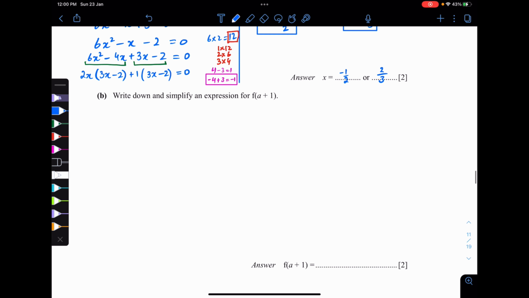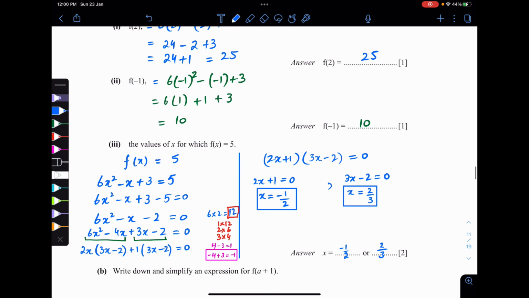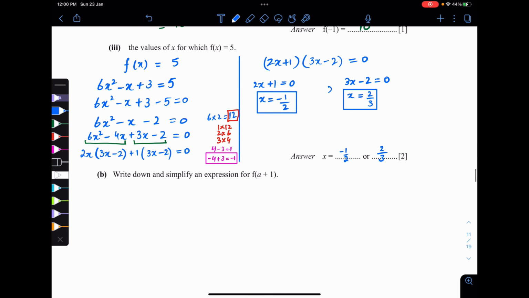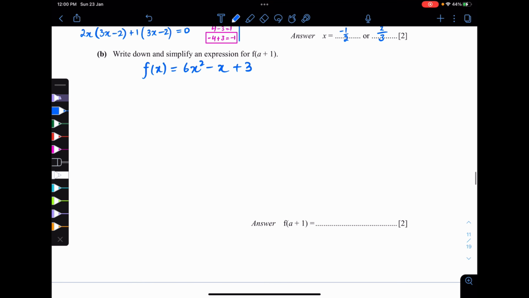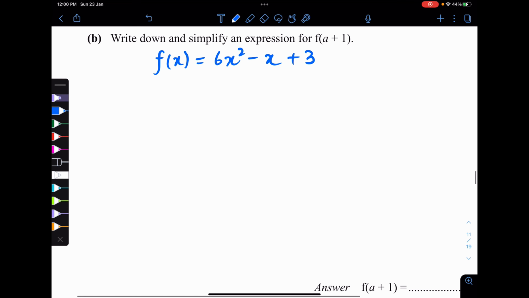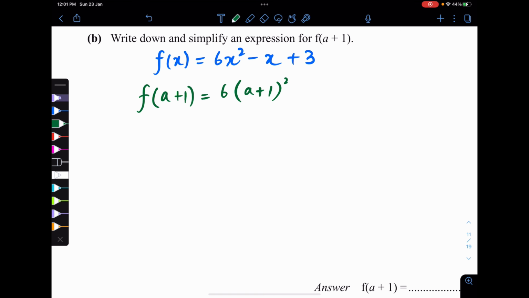All right, now the last part is we have to write down and simplify an expression for f of a plus 1. Now, the function was 6x squared minus x plus 3. And the requirement for this part is f of a plus 1. This means that you have to go to the function f of x and put x equals a plus 1. So this will give you 6 into (a plus 1) whole square minus (a plus 1) plus 3.